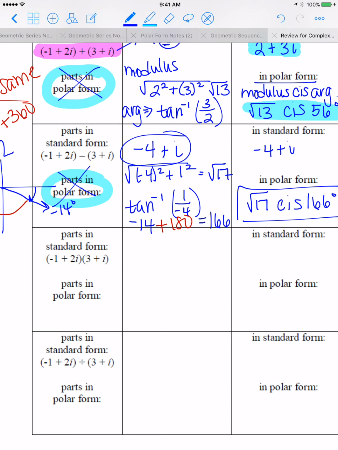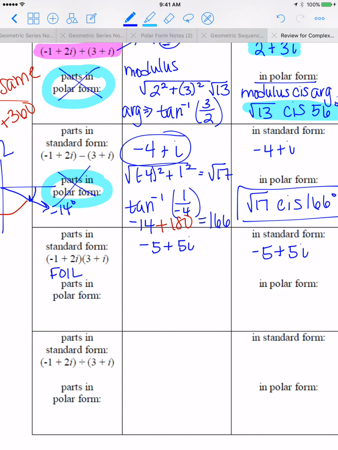If we did this in standard form, we would just FOIL. So if we FOIL this out, you would get negative 5 plus 5i. Make sure you do the math. You get a negative 3, and then you get minus i plus 6i minus 2. Combine your negative i plus 6i to get 5i, and your negative 3 and negative 2 to get negative 5. So here we go, negative 5 plus 5i.